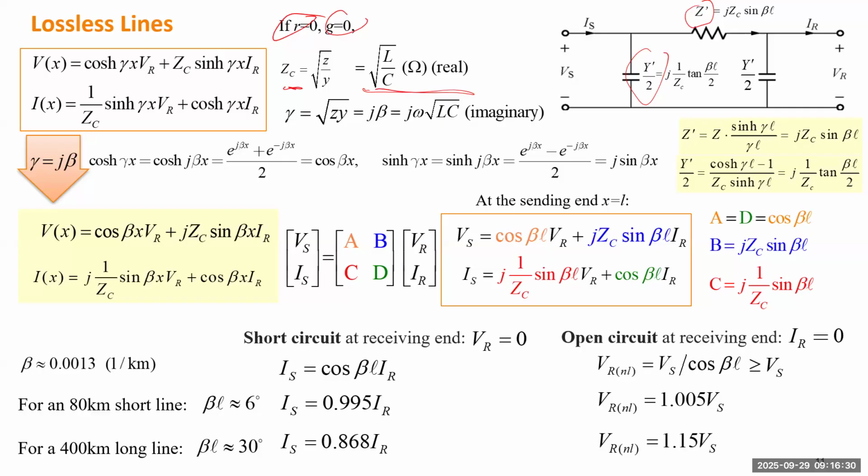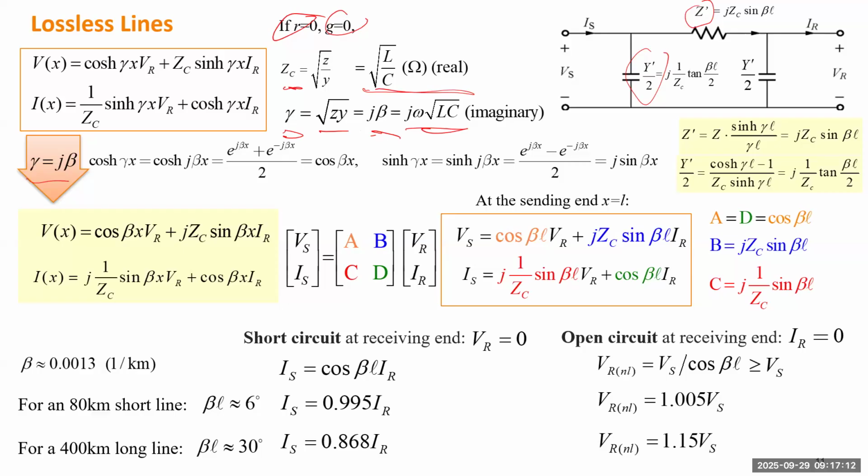So gamma is defined to be the square root of the product of Z and Y. When we ignore R and G, both Z and Y will be purely imaginary numbers. So the square root will become a purely imaginary number as well. The imaginary part is called beta. So if we ignore the resistance and conductance of lines, gamma will be simply just j omega times the square root of the product of L and C. So it's purely imaginary.